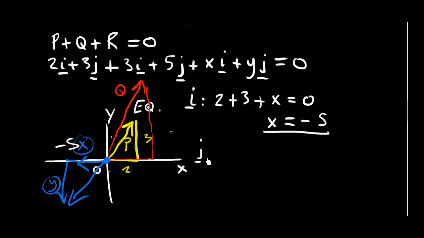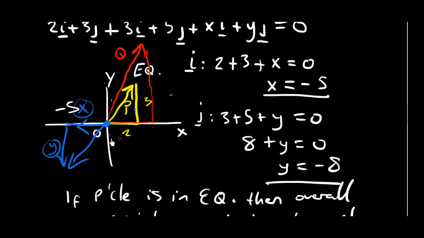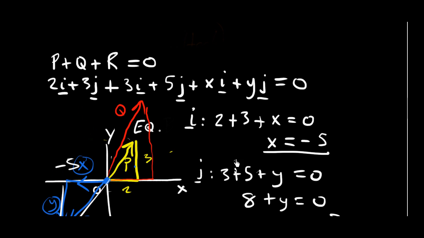and we expect y also to be negative if our diagram is correct. And j is here going to be 3 plus 5 plus y equal to 0. So this is nice and easy, and 8 plus y is equal to 0, so our y is minus 8, and again it makes sense that it's minus 8 because it needs to go down, and 8 is quite a large number compared with the sizes of the others, which makes sense because this vector is going to be pretty big to cancel both of these, p and q. Okay, so hopefully that makes sense.